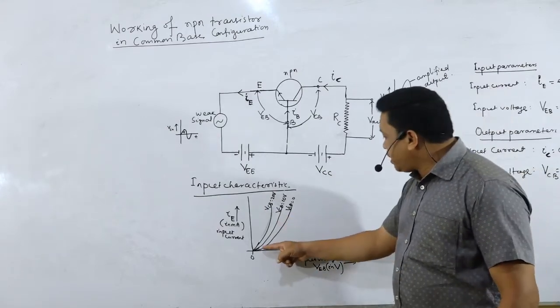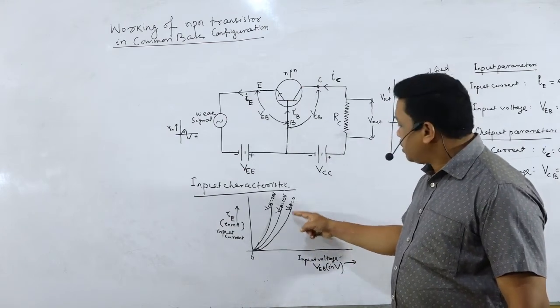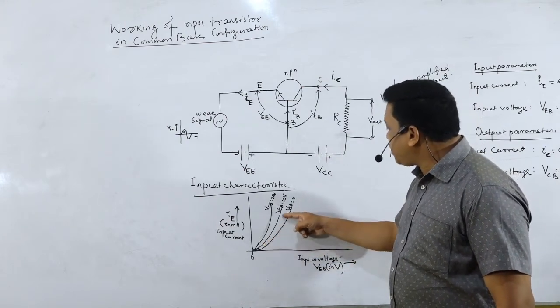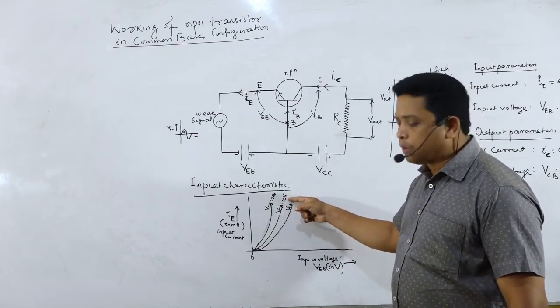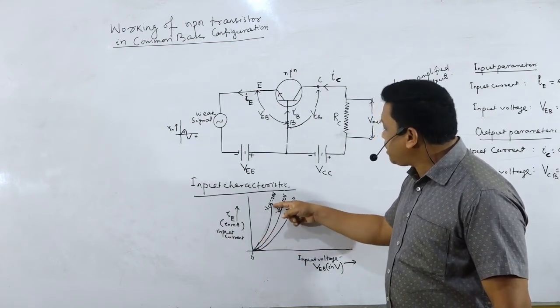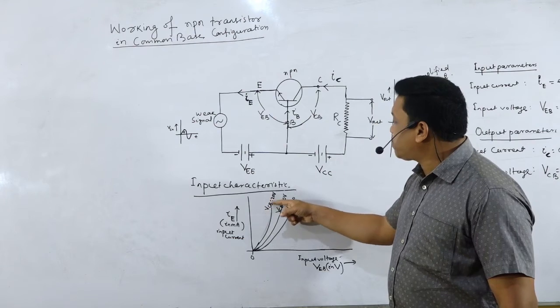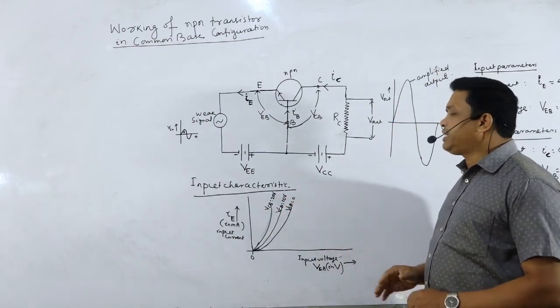So this is the input characteristic when output voltage is 0. This is another input characteristic when output voltage is kept constant at 10 volt. And this is another input characteristic when output voltage is kept constant at 20 volt. So these are the input characteristics.